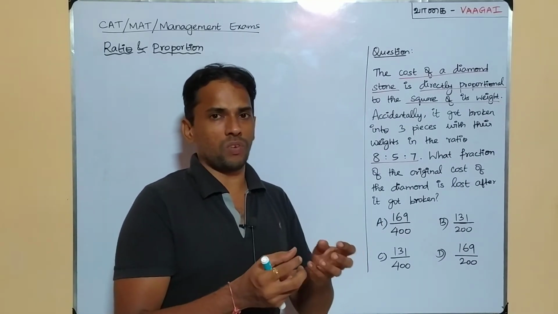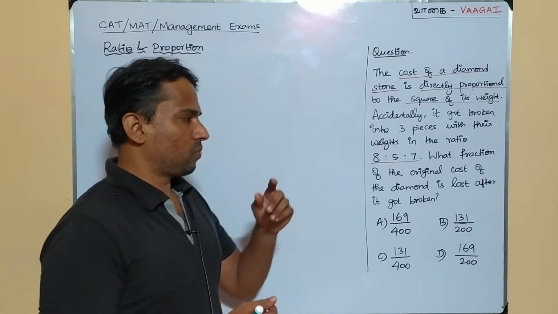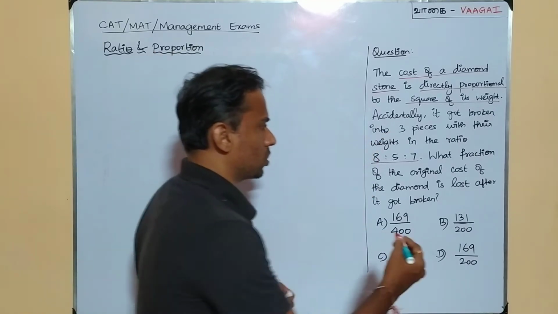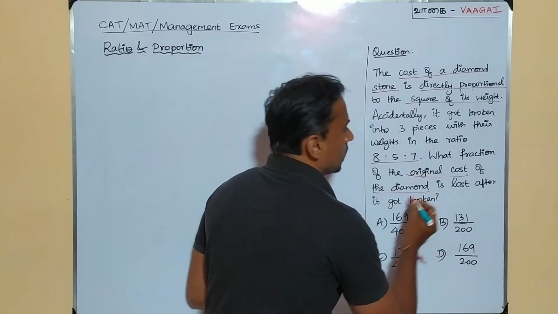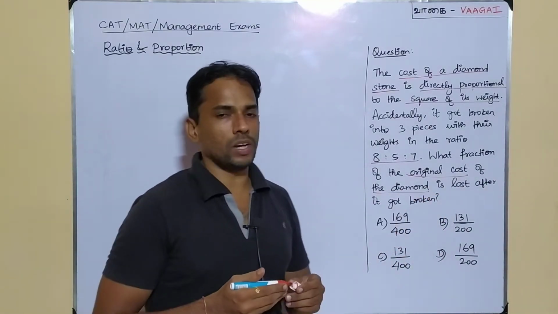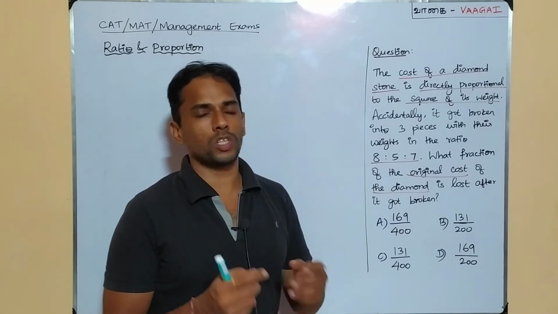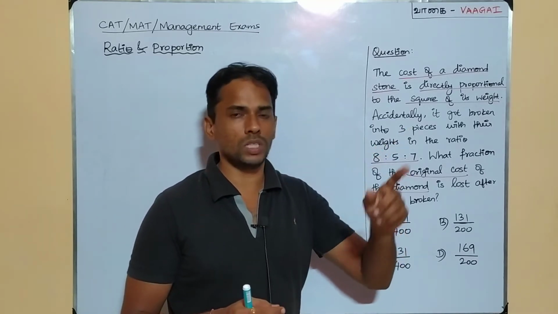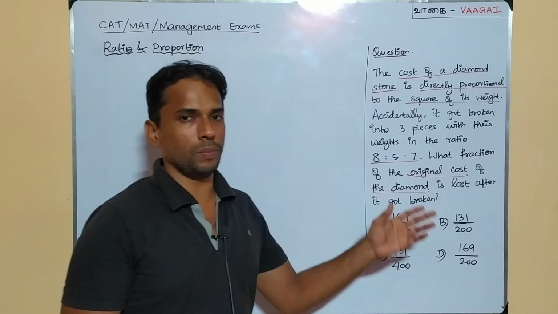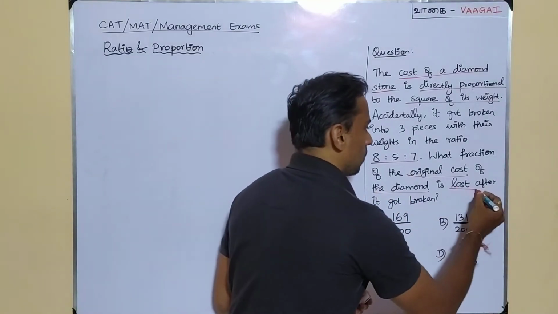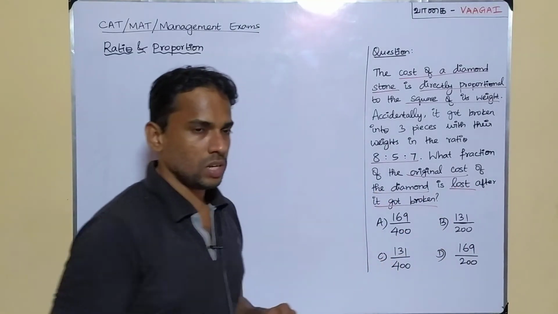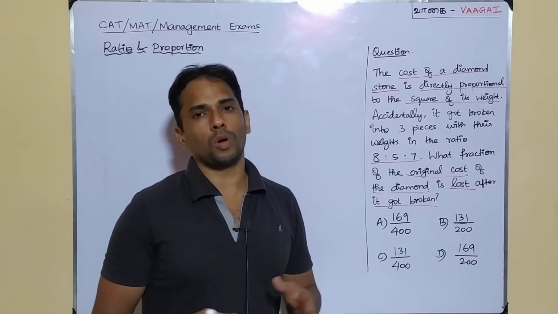there should be some price for the diamond, right? So what fraction of that original cost of the diamond is lost after it got broken? There will be some loss definitely. So how much loss? What fraction of the original cost is now lost? This is the question after the diamond is broken, and as usual we got four options here.